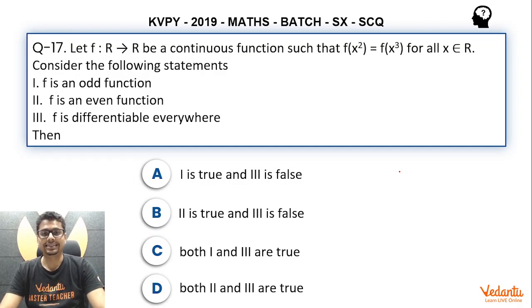Consider the following statements. Statement 1, f is an odd function. Statement 2, f is an even function. Statement 3, f is differentiable everywhere. Then, four options we have to comment among these three statements, which all are true and which all are false.